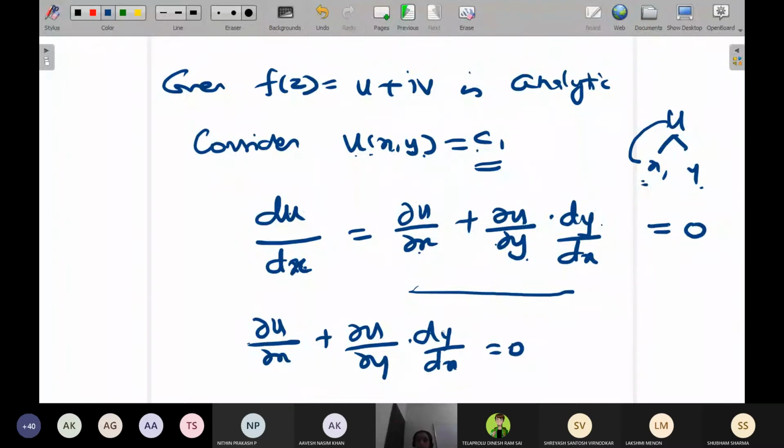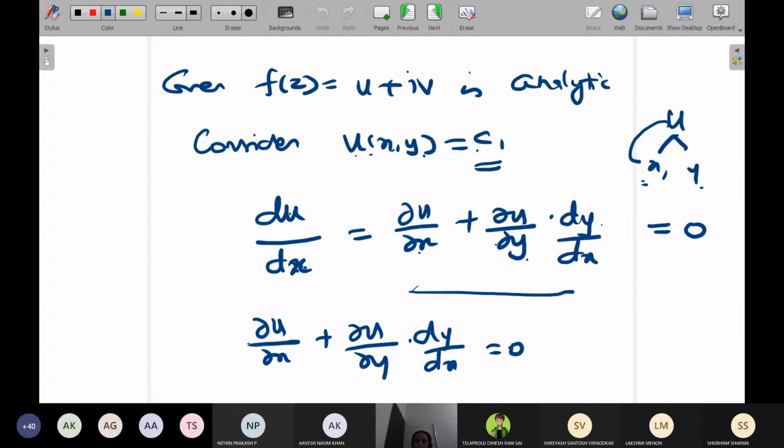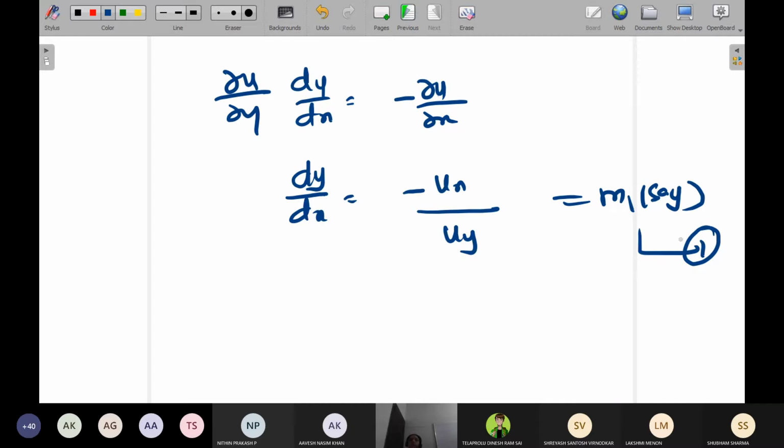Bring this dou u by dou x to the other side. So you'll get dou u by dou y into dy by dx is equal to minus dou u by dou x. I have just brought this term to the right hand side. So I can write dy by dx is equal to minus ux by uy, writing dou u by dou x as ux and dou u by dou y as uy. This you can call m1. Take this as equation number 1. You understood what I have done?